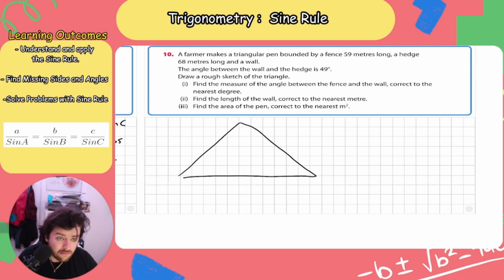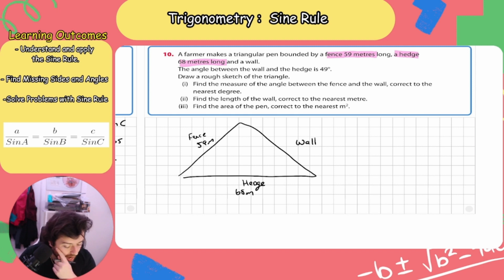He has a triangular pen, surrounded by a fence, a hedge, and a wall. So a fence, 59 meters long, a hedge, 68 meters long, and a wall. So it doesn't tell us the length of the wall, so you can label whatever size you want. So I'm going to label this as my wall. I'm going to label this as my fence, which is 59 meters long. And I'm going to label this my hedge at 68 meters long.